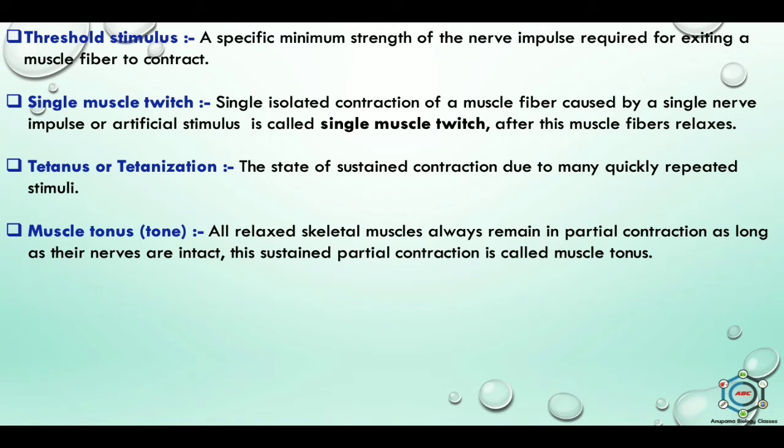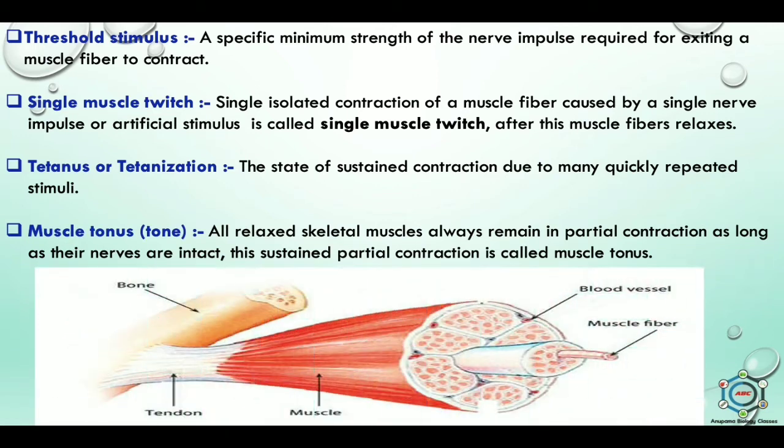After that, the muscle tone. All relaxed skeletal muscles always remain in partial contraction as long as their nerves are intact. This sustained partial contraction is called muscle tone. And in the picture you can see here, the bone is connected with the muscle with the help of a tendon. So the tendon is a joining point for the bones to the muscles, and in the muscle there are muscle fibers which are responsible for the muscle contraction.